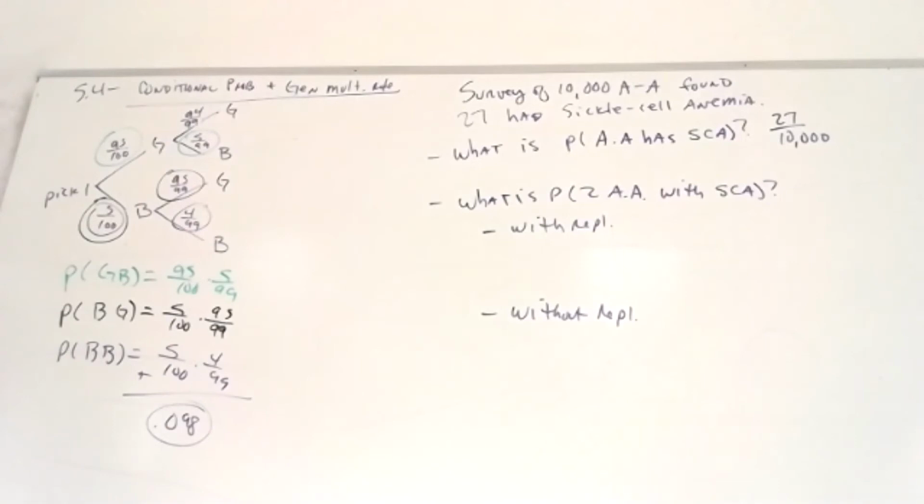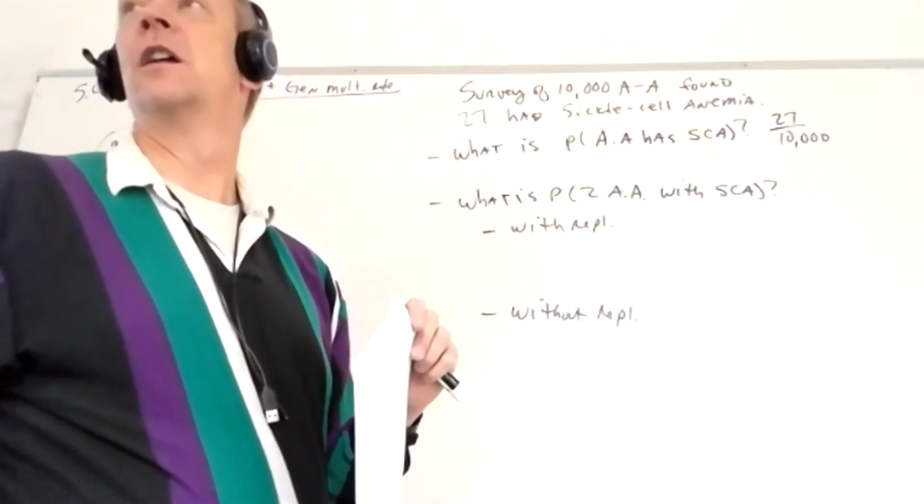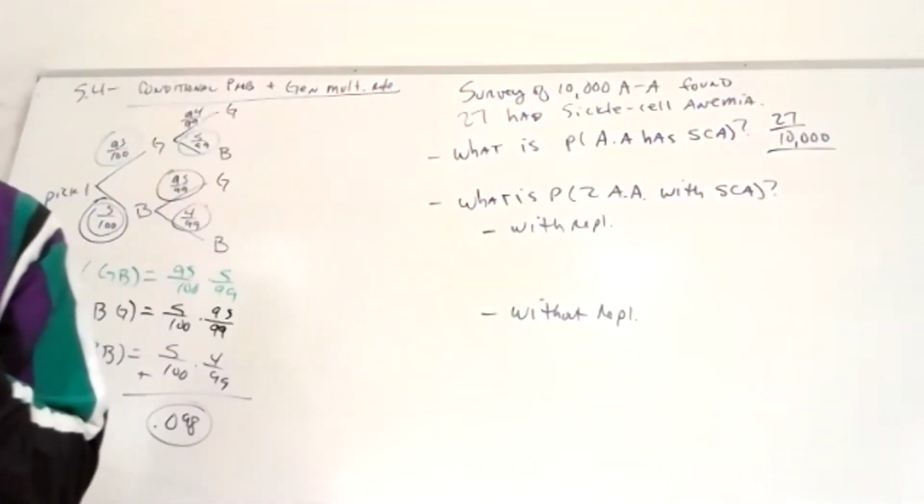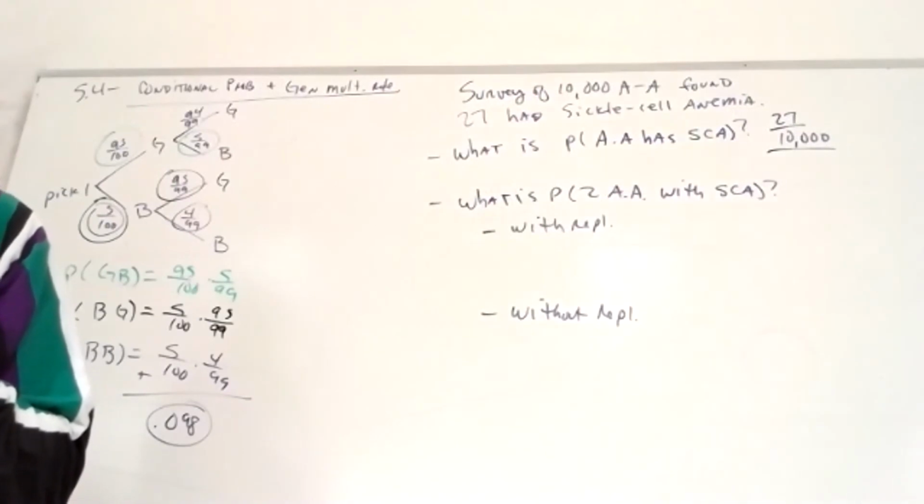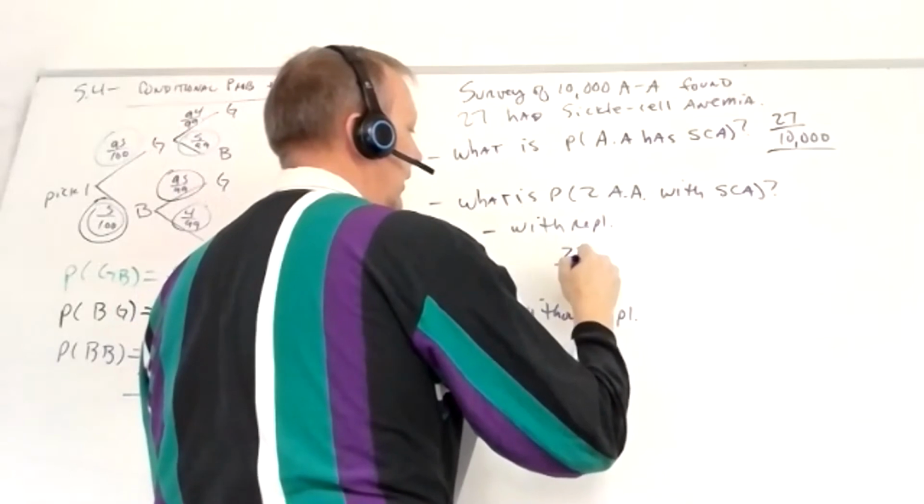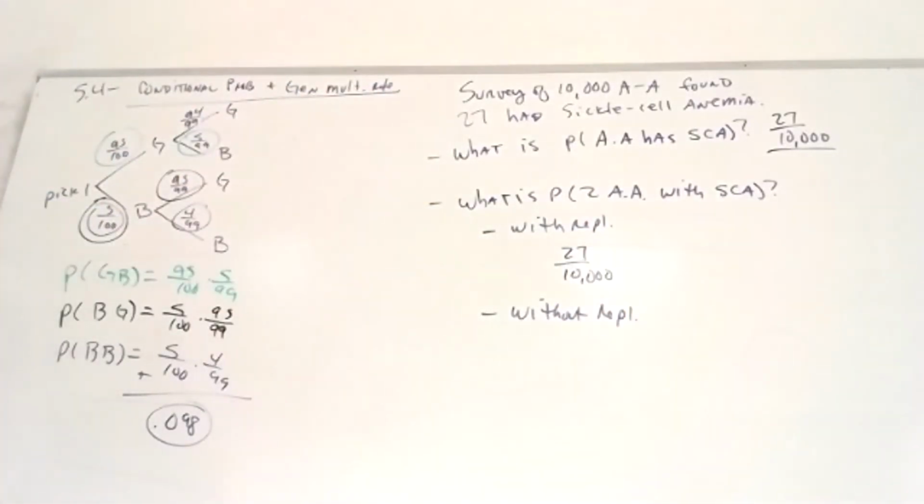The probability that I pick one person that has sickle cell anemia, the probability that happens is the same answer we just got right there. Do you see that? Okay, so it's 27 out of 10,000. Okay, now we put him back in the crowd. There's a chance we could pick him again, but what's the probability that we pick a second person with sickle cell anemia?